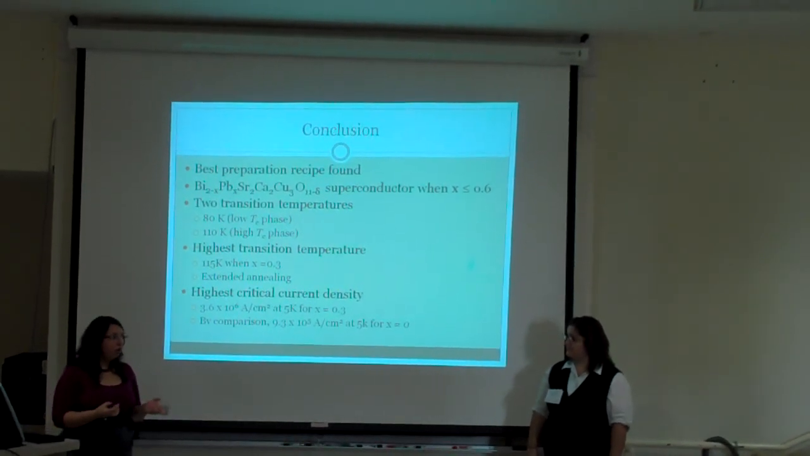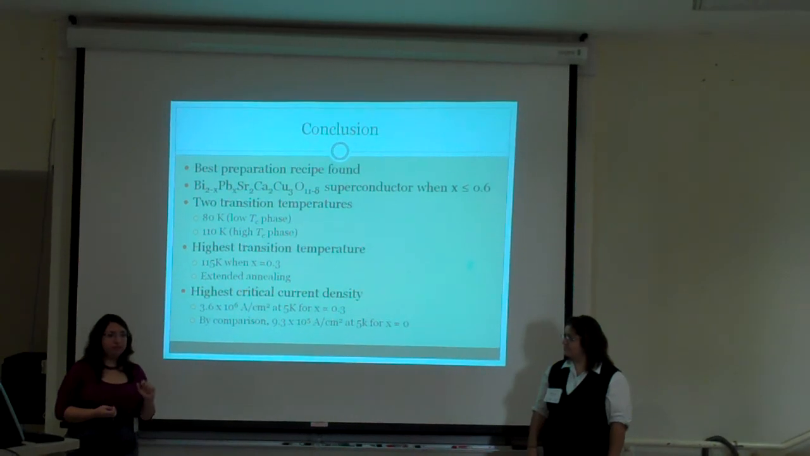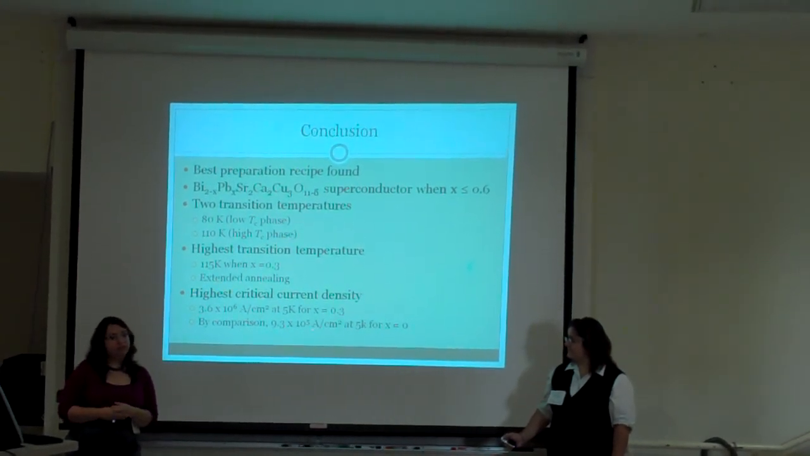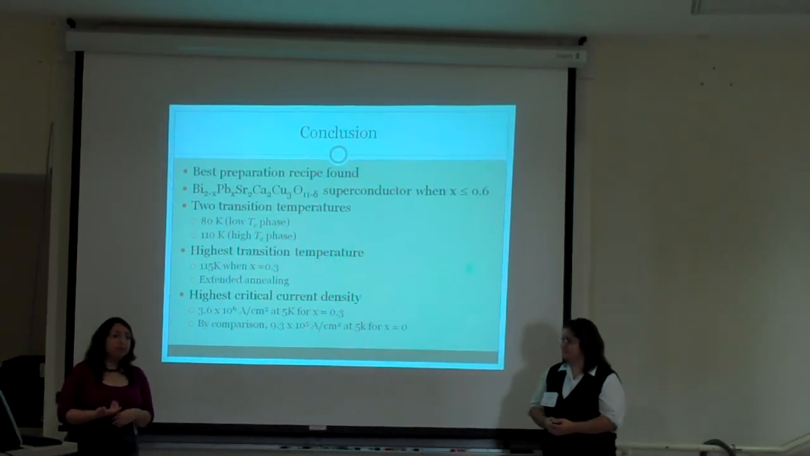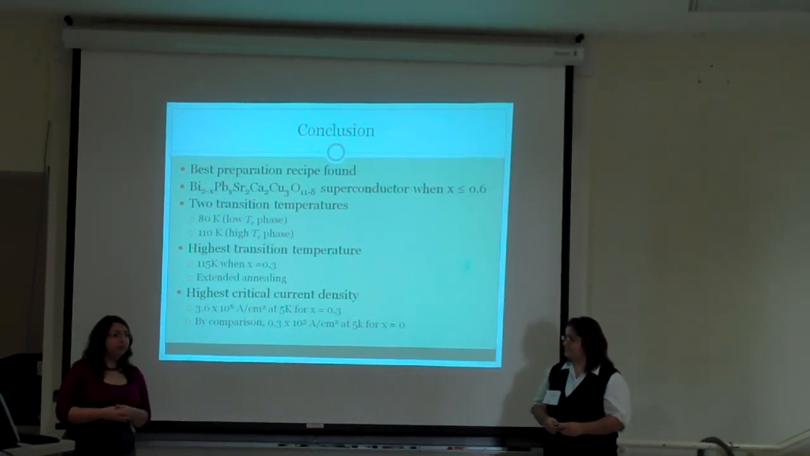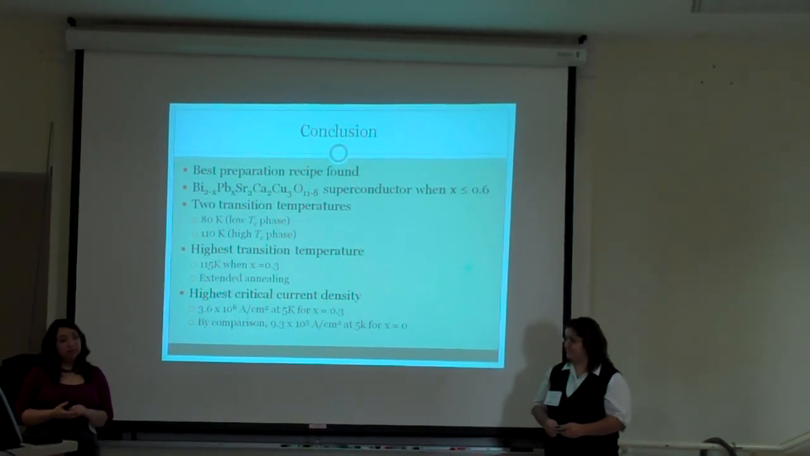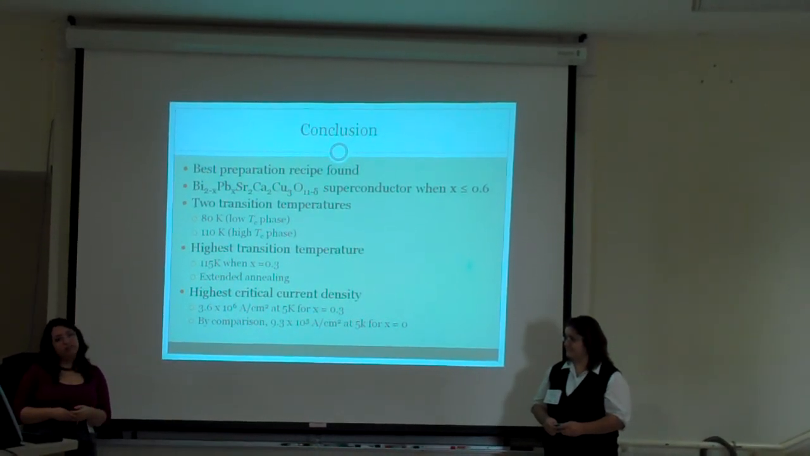Actually has about 4 million amps per centimeter squared, while a non-lead dope sample has about 1 million amps per centimeter squared. So doping the sample with 0.3 lead actually increased magnetic critical current density by about 4 times, which is a very significant increase.